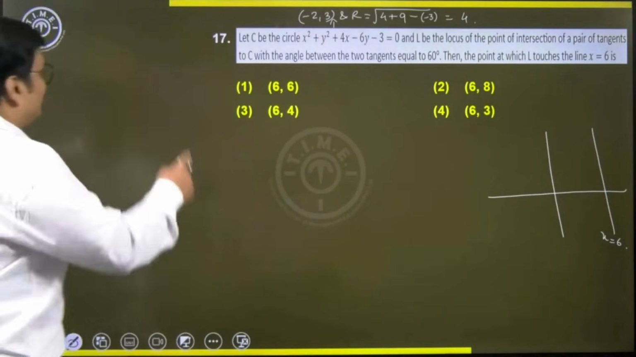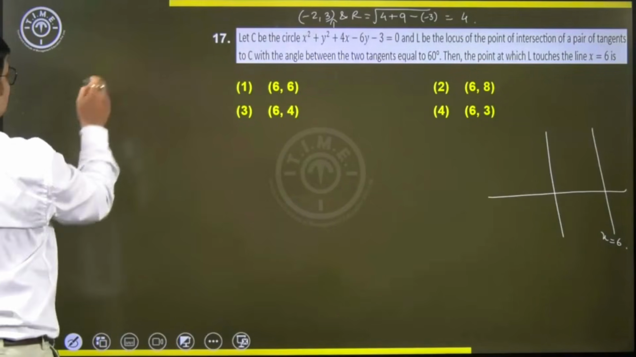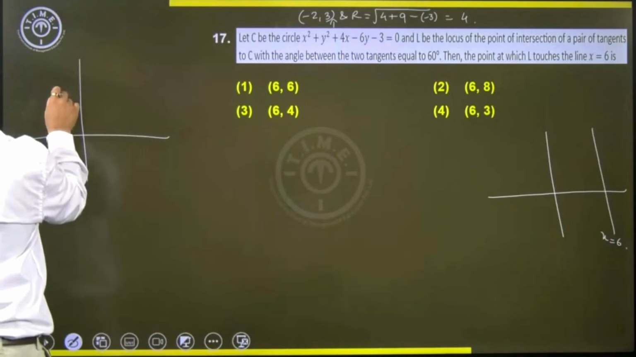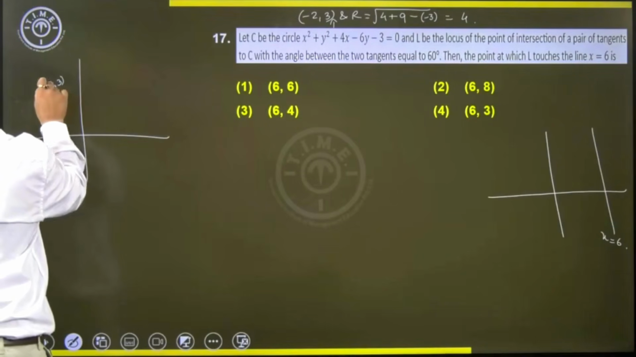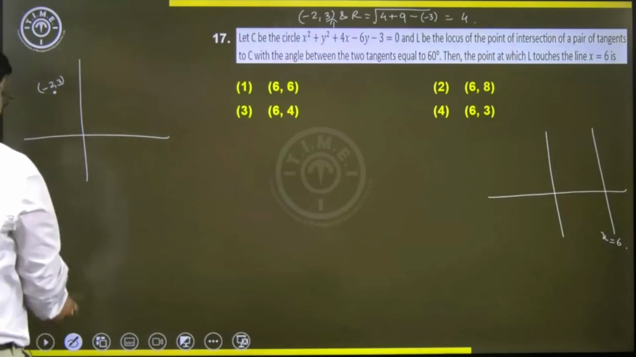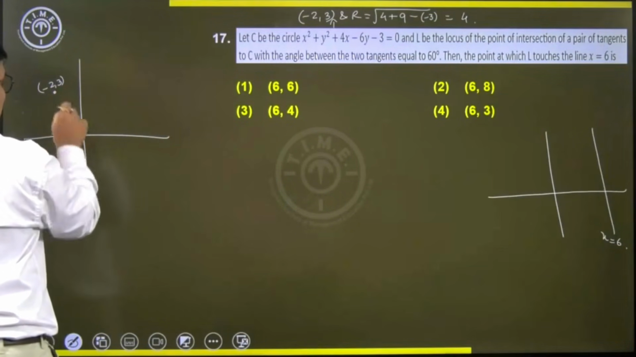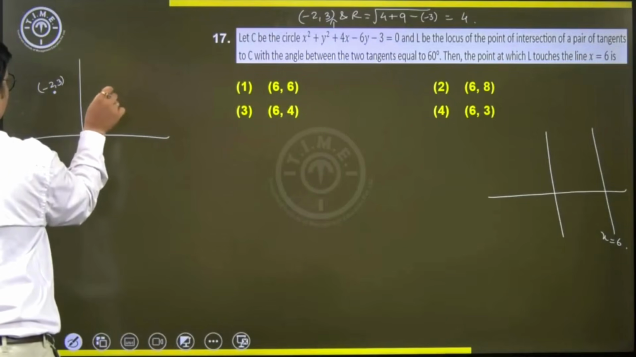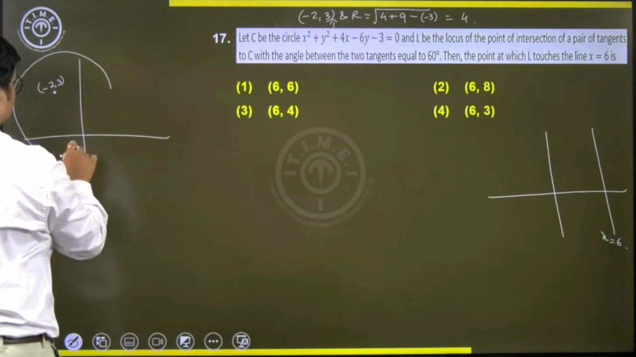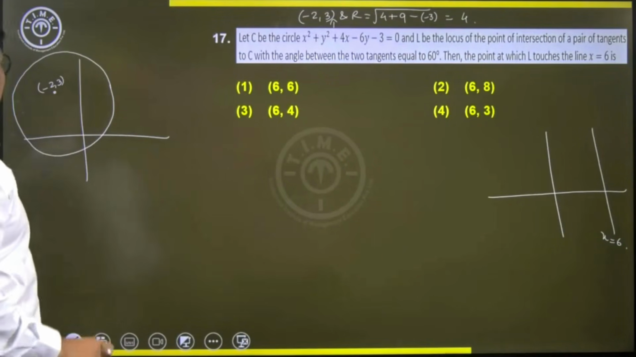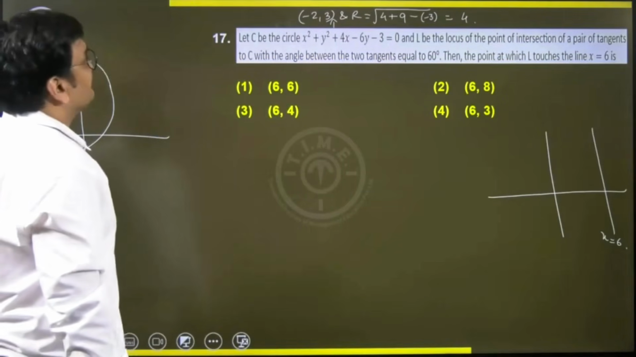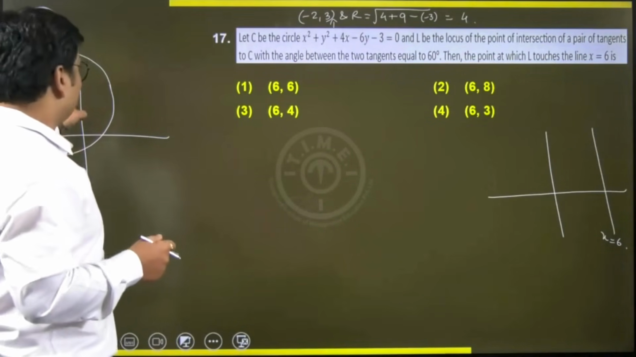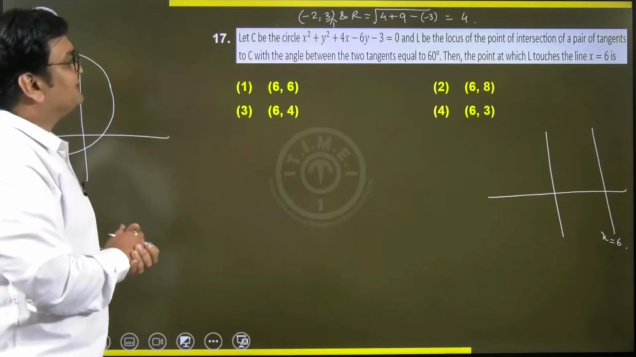Okay. So if you take the circle, how would the circle look? The center is minus 2, 3, so somewhere here it would be. The radius is 4, so it would cross over the x-axis and also the y-axis, right? Roughly it would look something like this. And now we need to find the locus of the point of intersection of a pair of tangents to C. So this is the circle C, with the angle between the tangents being 60 degree.